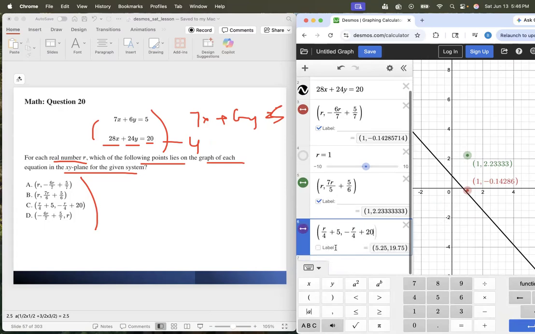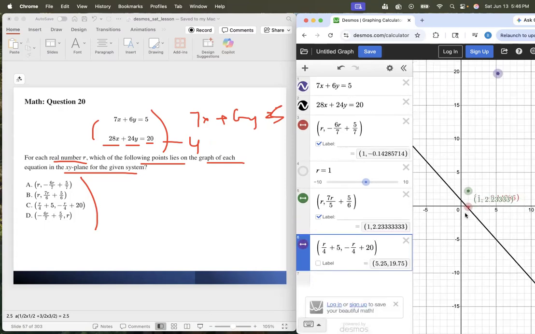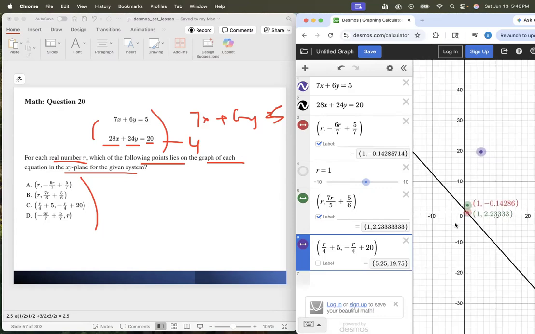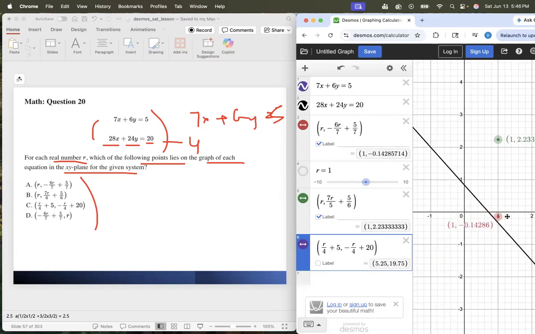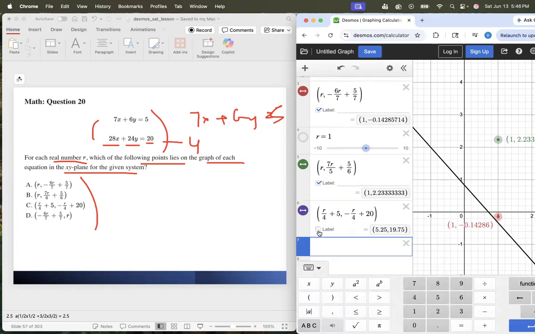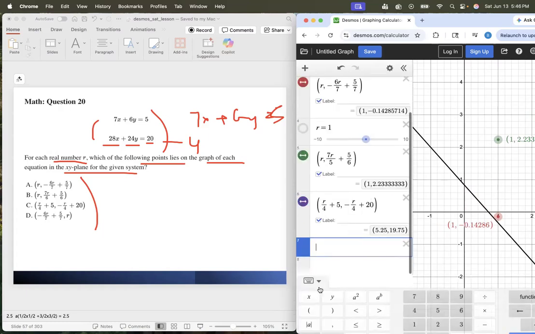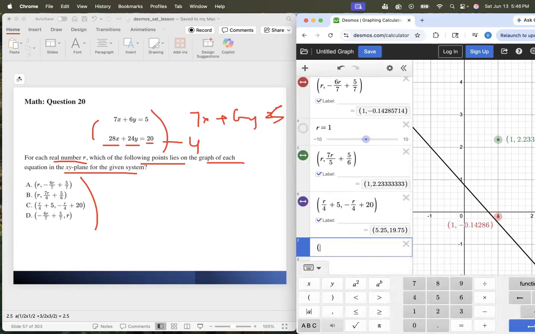And where is this graph? It's still not over there. It's all over here. Make sure you pan in and make sure. Therefore, by default, the right answer is D. And let's check it out.